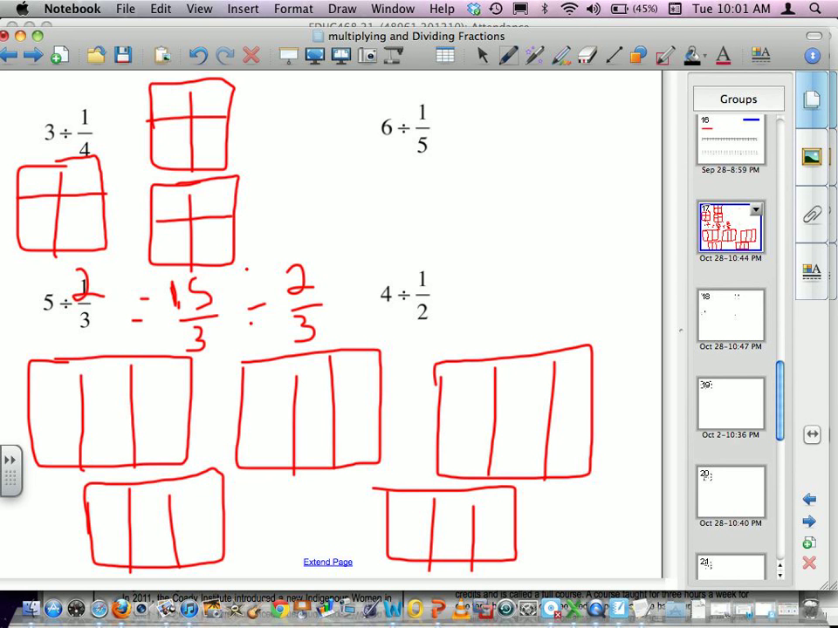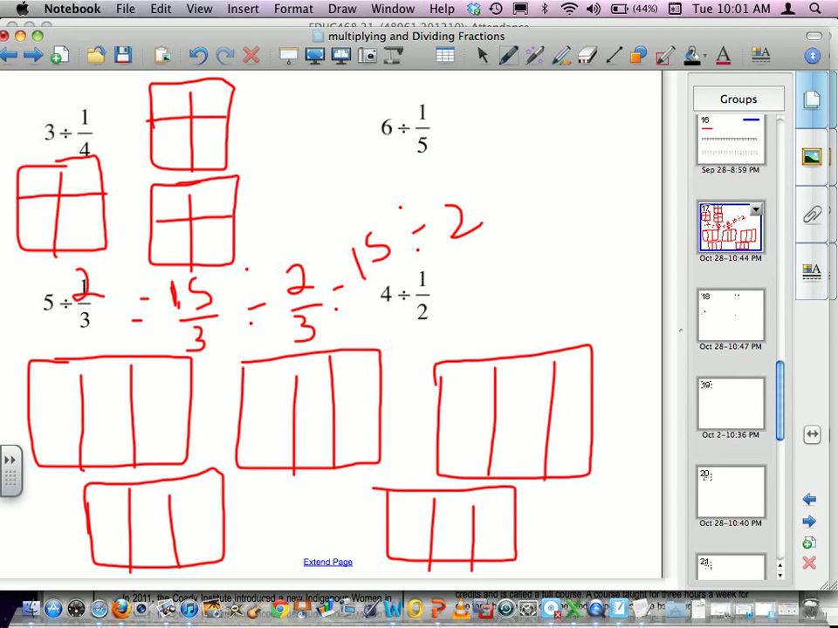Now I'm going to cluster it into groups of 2/3. So I have 15/3, and I'm dividing it into groups of 2/3. So really all I'm doing is dividing 15 by 2. Right? Because the denominators are common, they no longer become significant. It could be dogs, it could be cats. I'm taking 15 of something and putting them in groups of 2 of that thing.